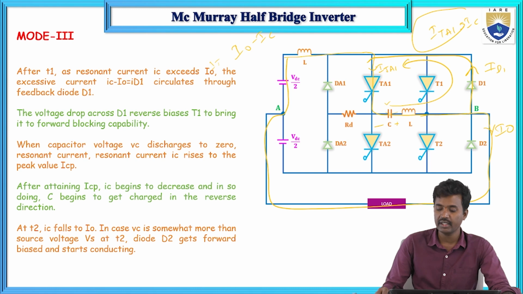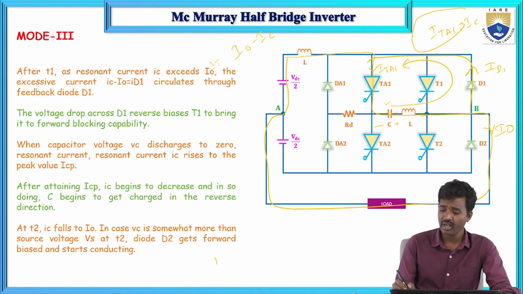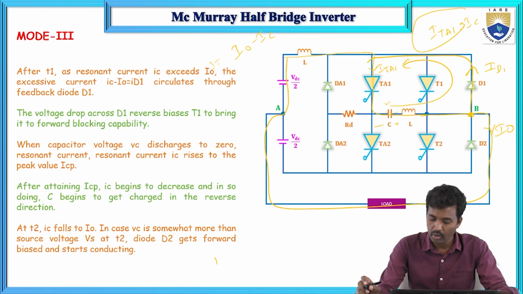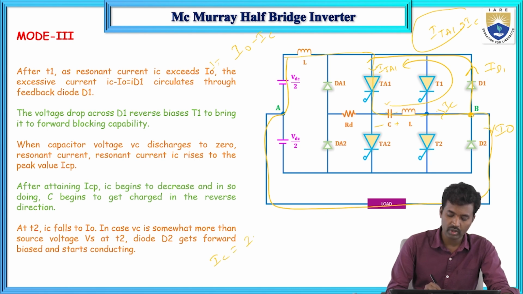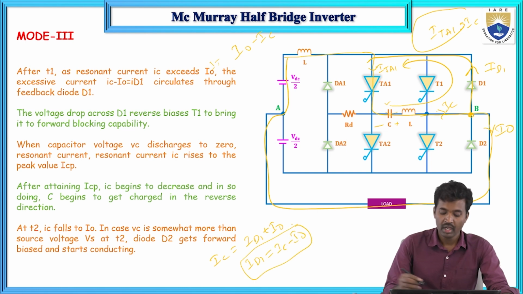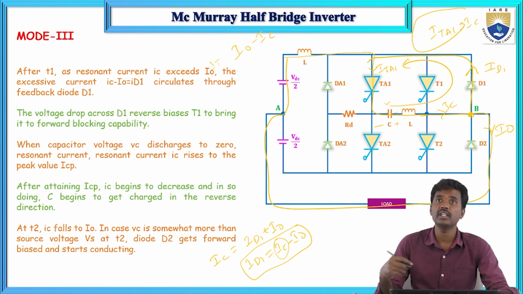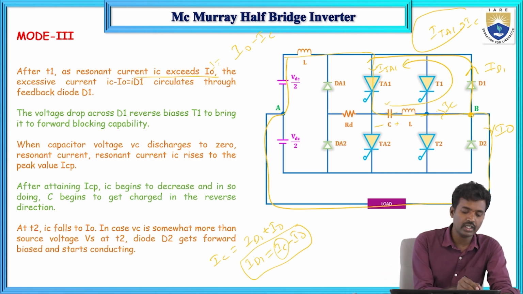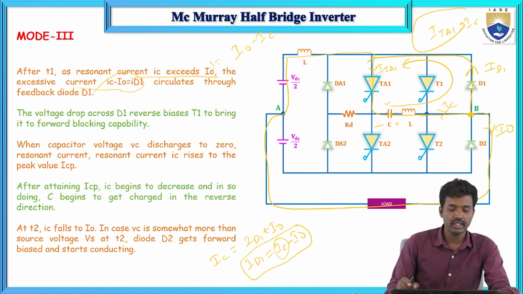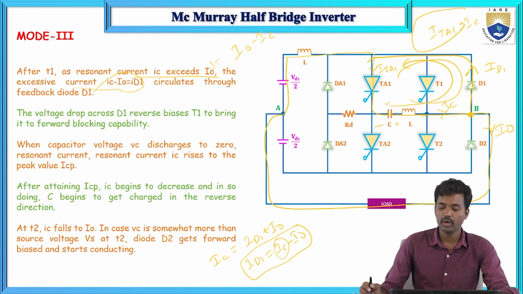Now ID1 current, apply KCL at node B. IC current is entering, and ID1 current and I naught current are leaving. So IC current equals ID1 current plus I naught. So ID1 current equals IC minus I naught. Now what will happen? The IC current exceeds the I naught current, so the excessive current circulates through the feedback diode D1.